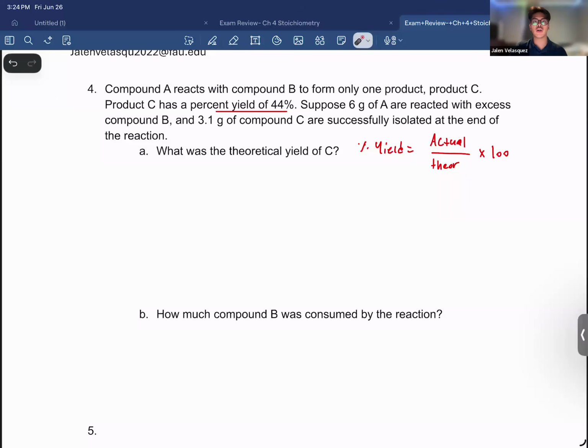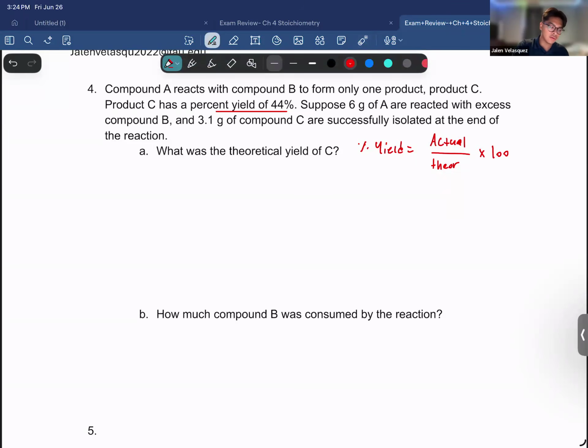Right, a percentage is out of 100, right? So 44 divided by 100 is just 0.44. So the percent yield is 0.44, and it's equal to the actual divided by the theoretical. The actual we have, which is 3.1 grams. Theoretical yield we have to figure out. So that's X.